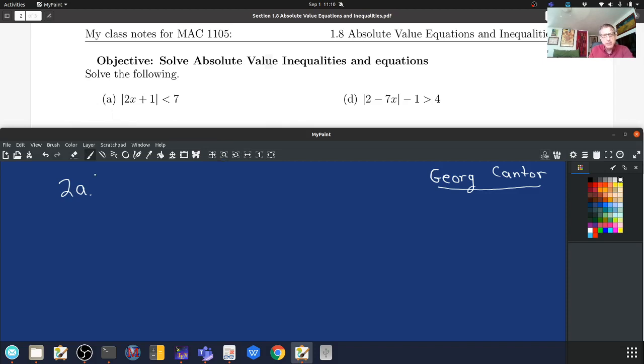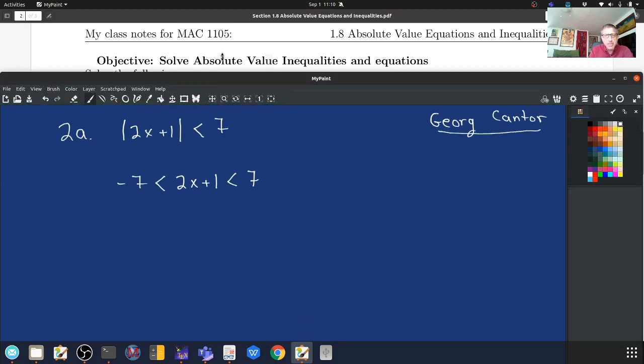So here we have a row 3 problem. The absolute value of 2x plus 1 is less than 7. So that translates to the following. 2x plus 1 is less than 7, and 2x plus 1 is greater than minus 7.